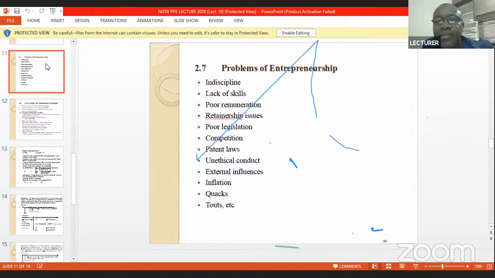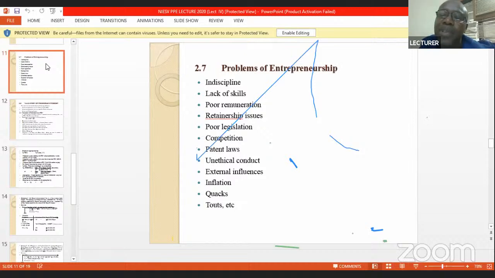But you notice also that one of the reasons why the banks reject some valuation reports is because of lack of skills. Many of our people don't have the requisite skills, and that is a big problem. The next one is poor legislation. Poor legislation. You notice that most laws in Nigeria are hardly implemented.